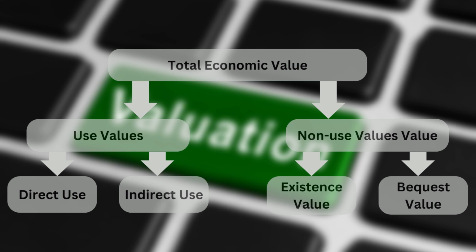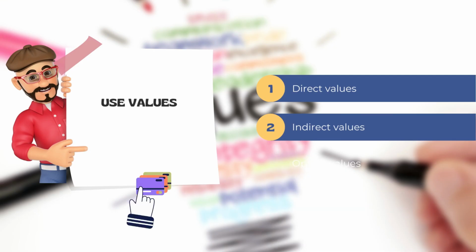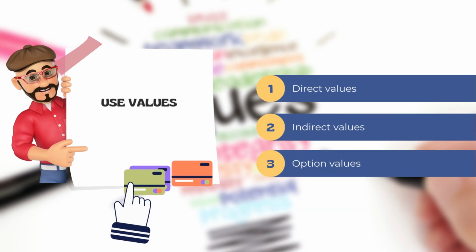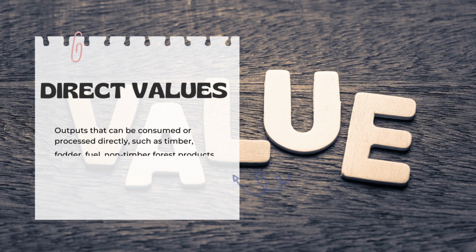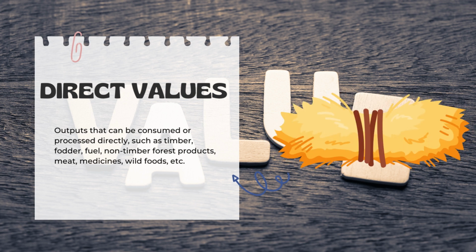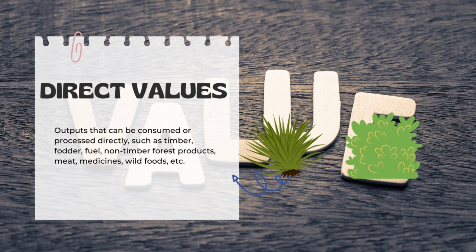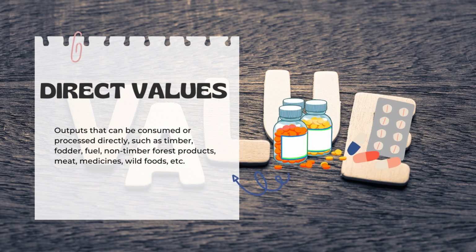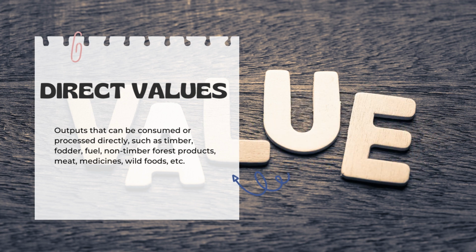When we talk about use values, again, as I mentioned, these are of three types: the direct use values, indirect use values and option values. So, these direct use values are something that we are directly consuming. They are consumptive values and they can be directly consumed or processed directly. These are the timber, fodder, fuel, NTFPs, meat, medicines, wild foods, and so on and so forth.